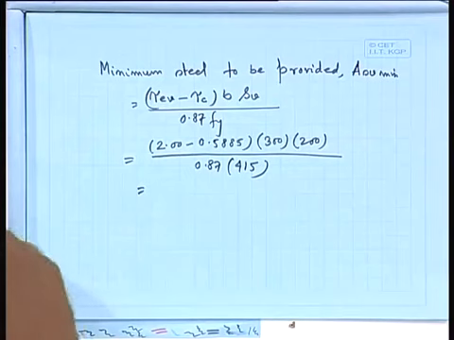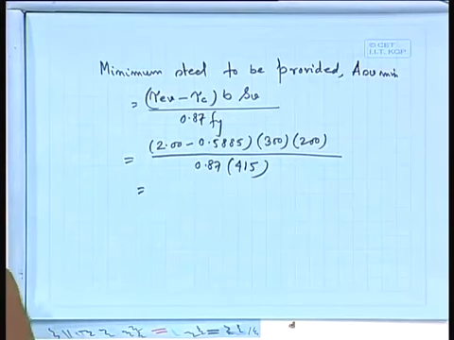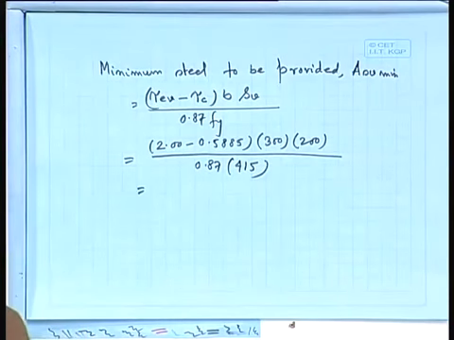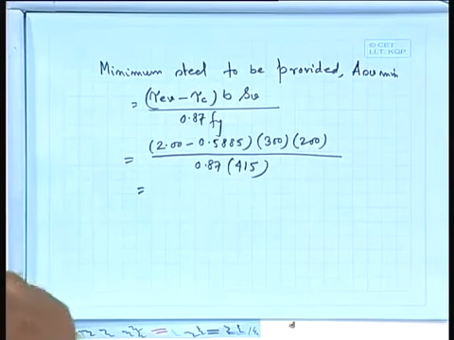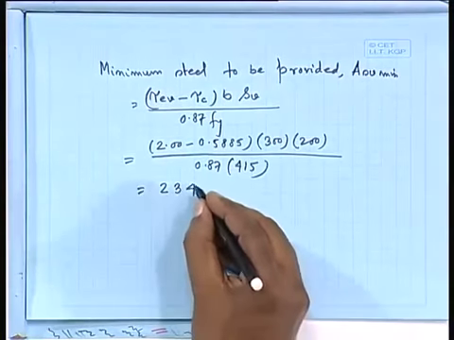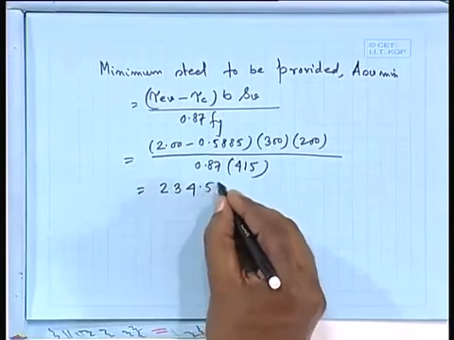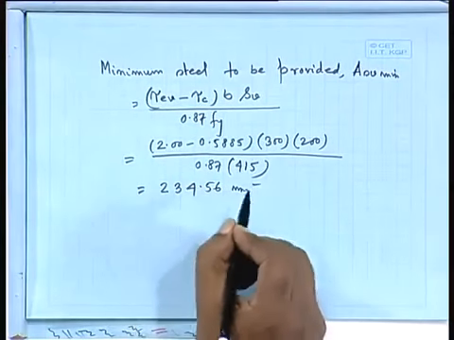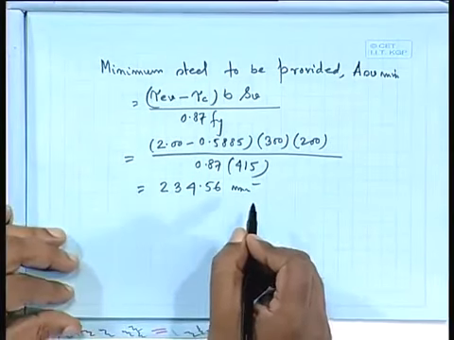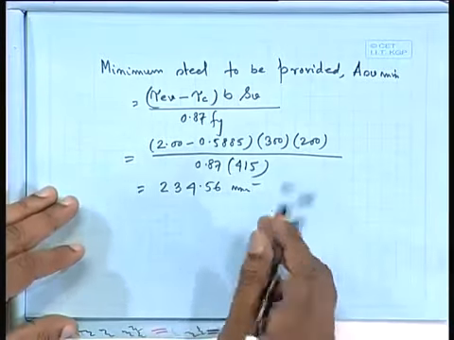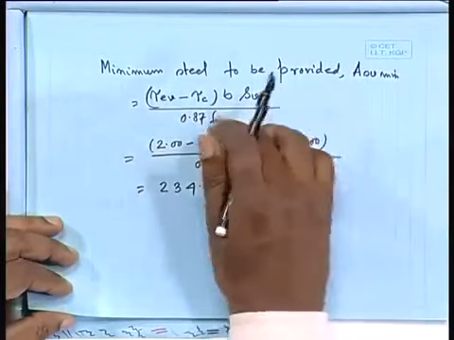So we shall get it as into 200 divided by 0.87 divided by 415. So we are getting here 234. That is the minimum that we have to provide. We can check what is required as per the loading.